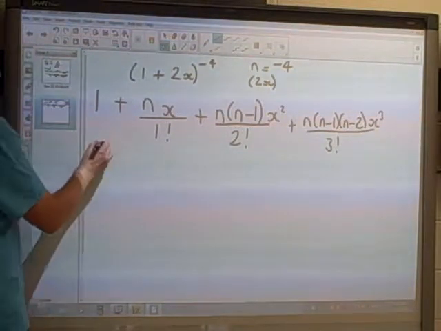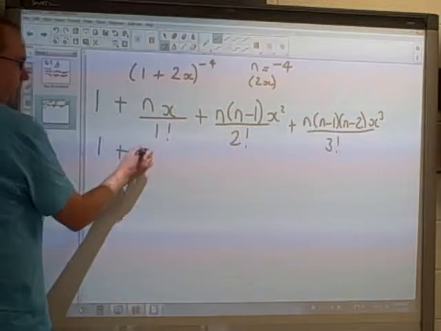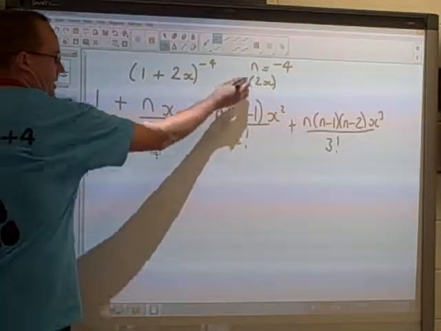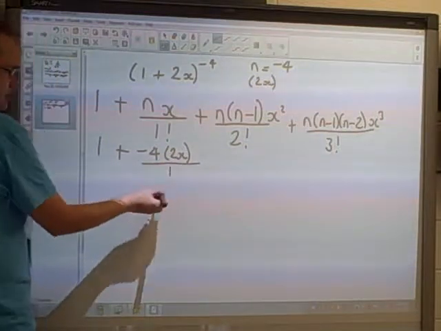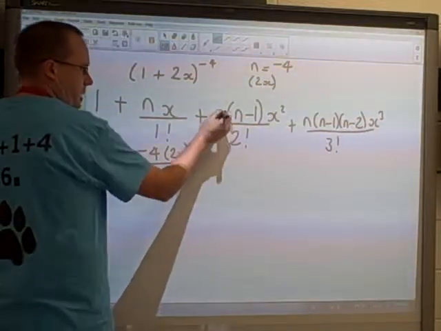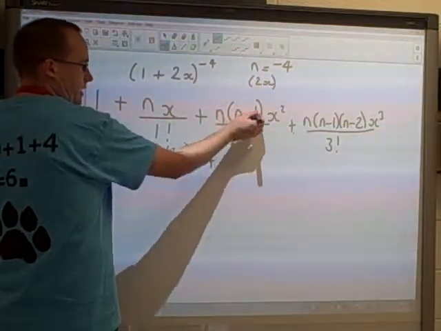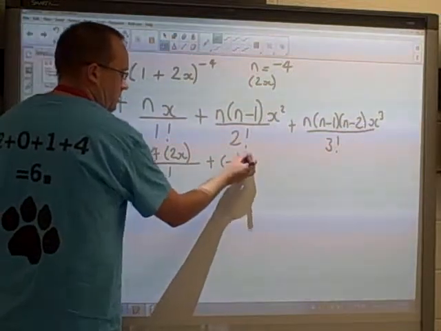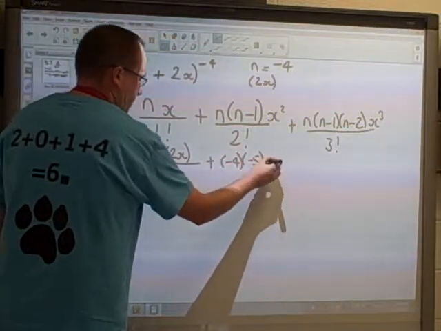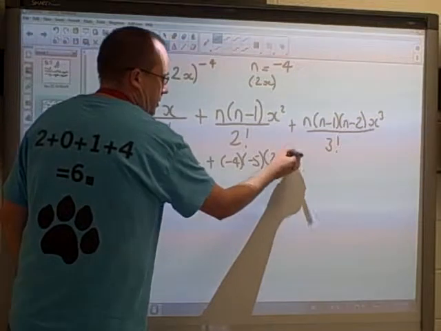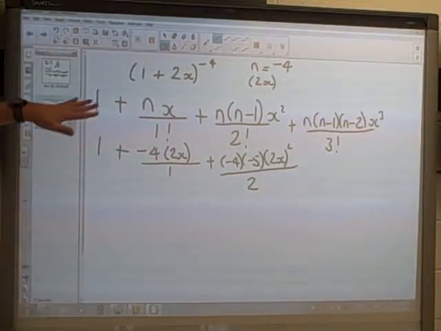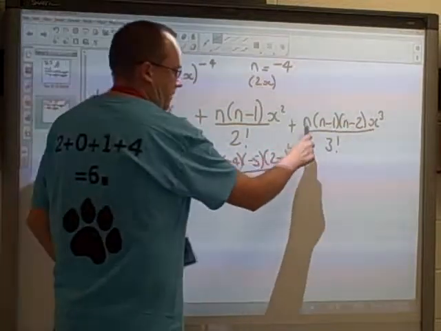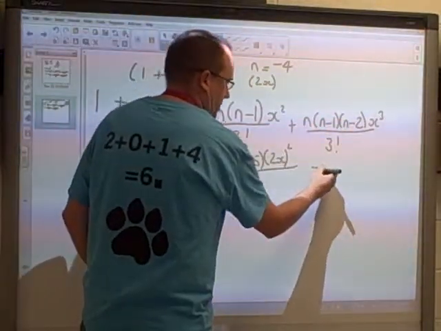So now I just go ahead and plug in all the numbers here. So n is negative 4. Instead of x, I'm going to put 2x this time. 1 factorial is just 1, so I can fill that in as well. Negative 4, take away 1, so negative 4, negative 5. This is 2x all squared, divided by 2. And for our term over here, this is going to be negative 4, negative 5, negative 6.